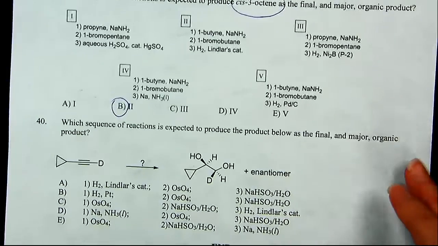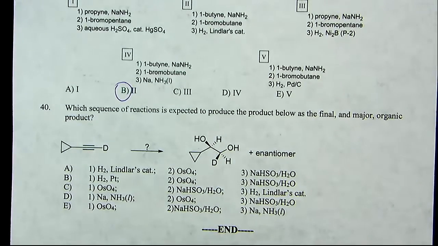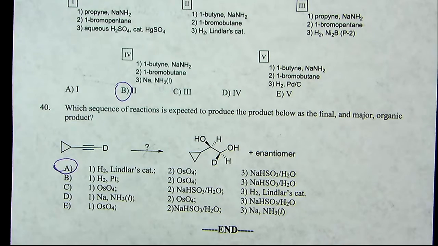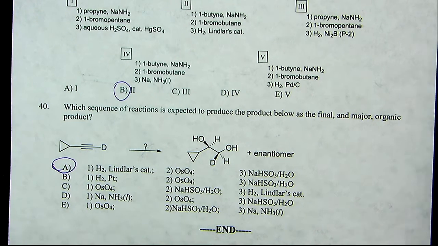And then last but not least, number 40, when we do this, we get 2 alcohol groups and there's a deuterium there. So that's the deuterium there. And so in this case, you want to go through A to form this product, and then further on we add OsO4 and NaH.